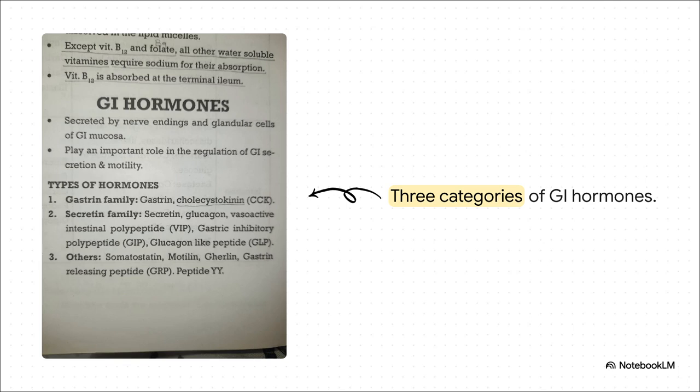We can group these hormones neatly into three distinct departments based on their structure and what they do. First up, we've got the gastrin family, which includes gastrin and cholecystokinin, or CCK. Then there's the secretin family, housing secretin itself right alongside VIP, GIP, and GLP. And finally, we have a really vital category of others, which encompasses specialized managers like somatostatin, motilin, and peptide YY.